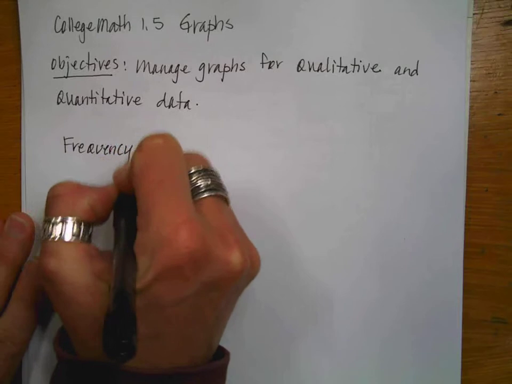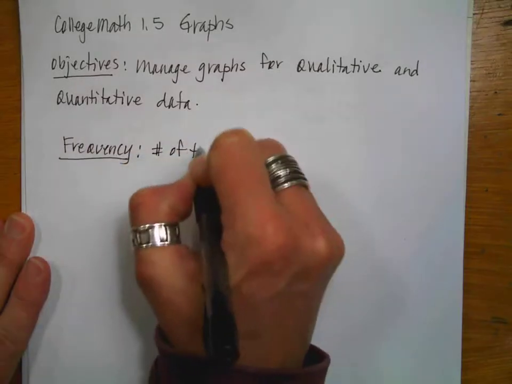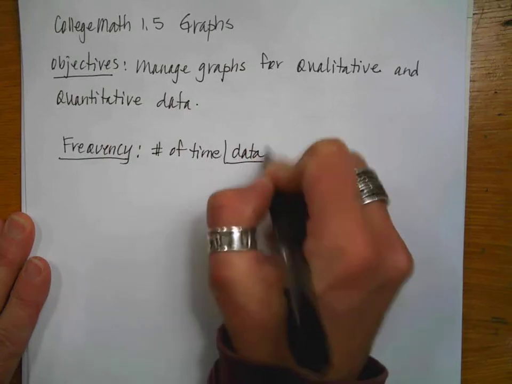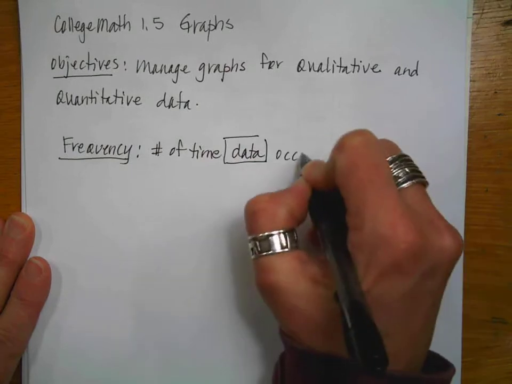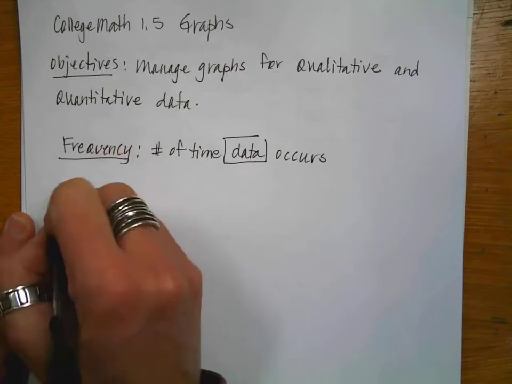So the first one is frequency. Frequency is the number of times data, and data could be lots of different things, but the number of times data occurs, right? We'll see some examples, so I think this will make more sense.